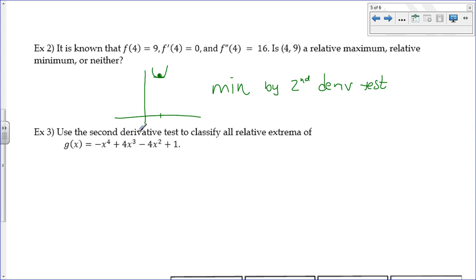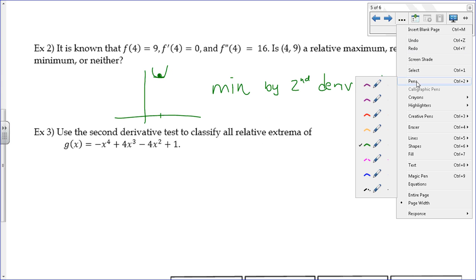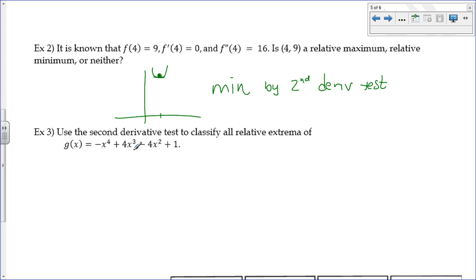All right, number 3, use the second derivative test to classify all relative extrema. So here's how the second derivative test works. We want to take the derivative to find the critical points. So we're going to take g prime, which is negative 4x cubed plus 12x squared minus 8x, and I'm going to set it equal to 0 or find where it doesn't exist. Well, this is a polynomial. It always exists, so that's not going to happen. Let's find out when it equals 0.